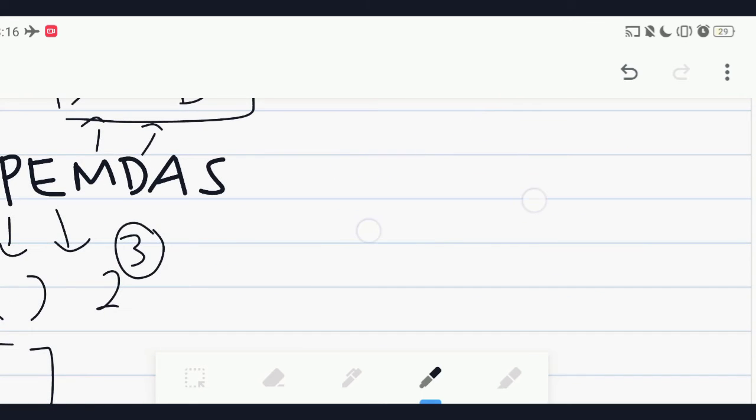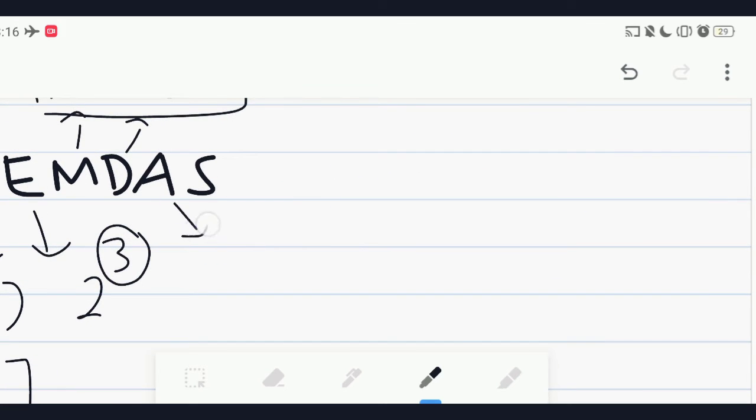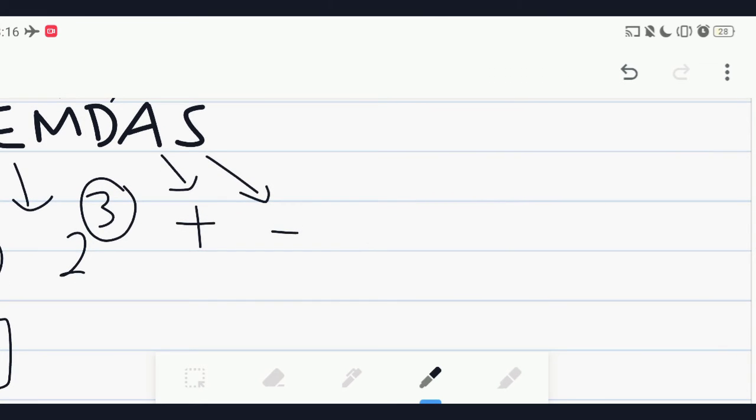Then the next one is A for addition, and S for subtraction. Both of them follow the same rule as multiplication and division, which is that they are siblings. Both of them have the same strength. So you have to go from left to right.